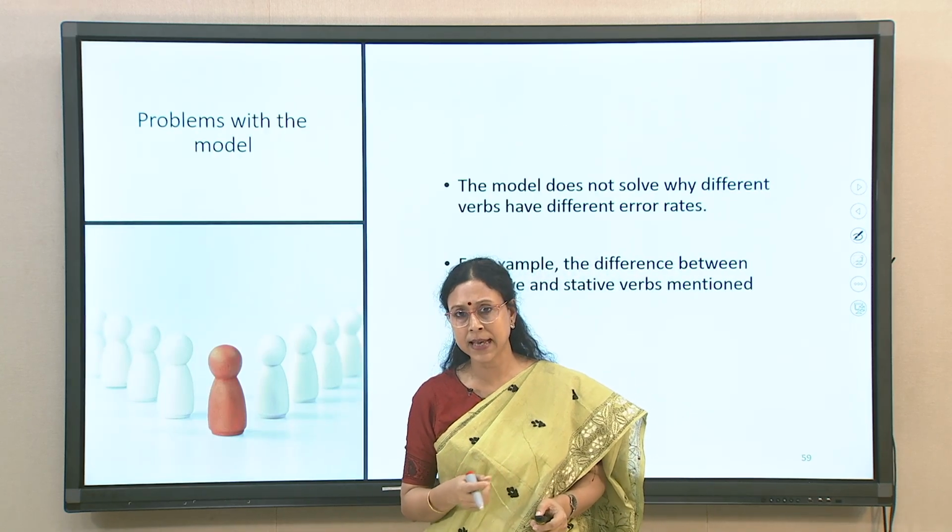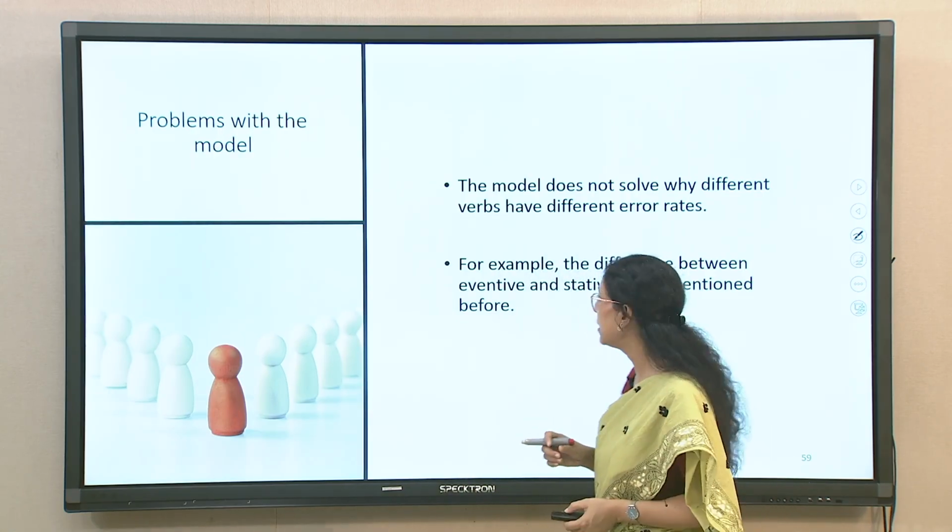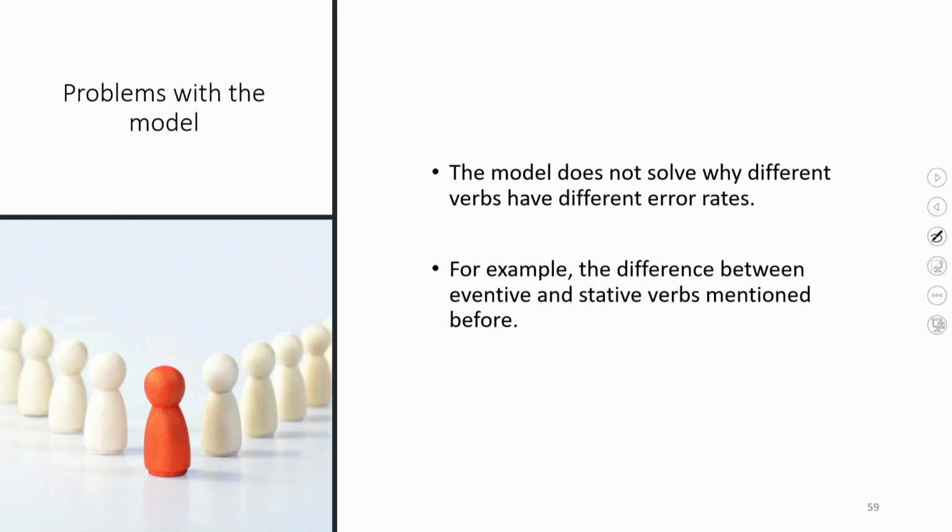Now, there are some problems as well. There are some issues that have been pointed out. One is why different verbs have different error rates. Keeping everything the same, some verbs have more errors compared to others. We have seen before in the previous lecture the difference between the eventive versus the stative verbs. Both of them are high frequency verbs, and still there is a difference between the nature of the verbs. So, VLM does not seem to be able to answer this kind of a problem.